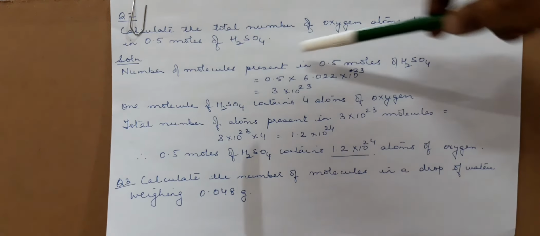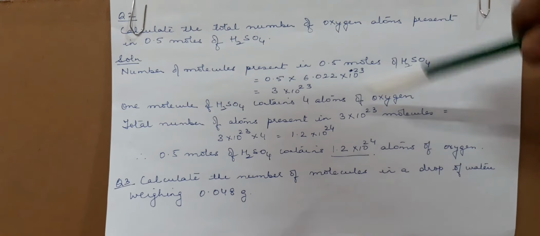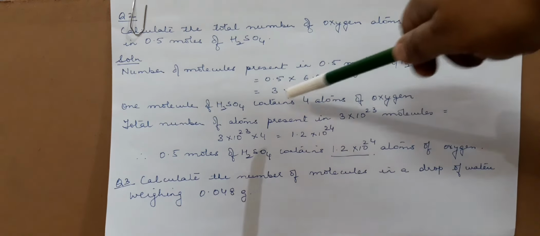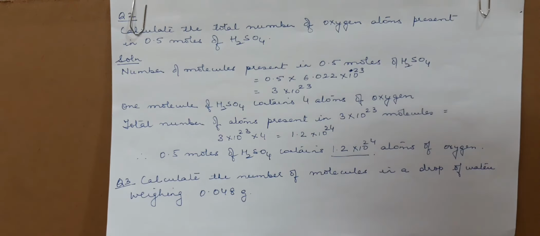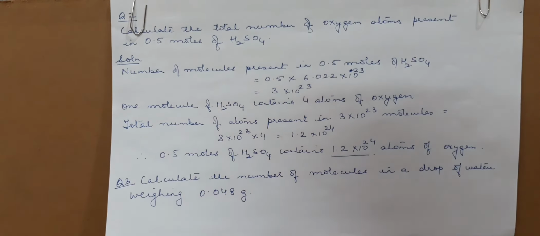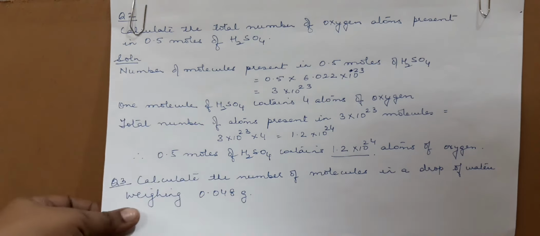Now, one molecule of H2SO4 contains how many oxygen atoms? H2SO4, so O4, it contains 4 atoms of oxygen. So the total number of atoms present in 3 into 10 to the power 23 molecules would be 3 into 10 to the power 23 into 4, that is 1.2 into 10 to the power 24 atoms of oxygen. Very simple again.